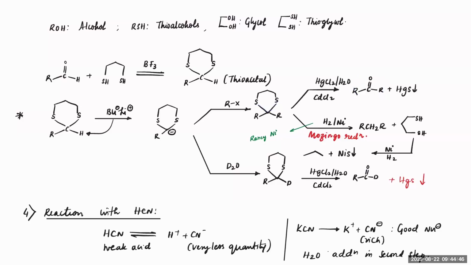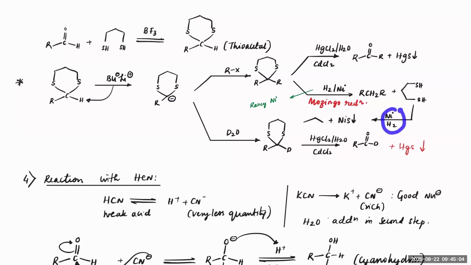Now instead I use H2 with nickel or Raney nickel. If I use Raney nickel, then this Raney nickel will provide hydrogens here and remove sulfurs from this end. So you will get this part separated and this part will convert into alkane. Got it? In the presence of nickel and hydrogen, these two sulfurs will form a black precipitate with nickel, and this will convert into an alkane. Got it?